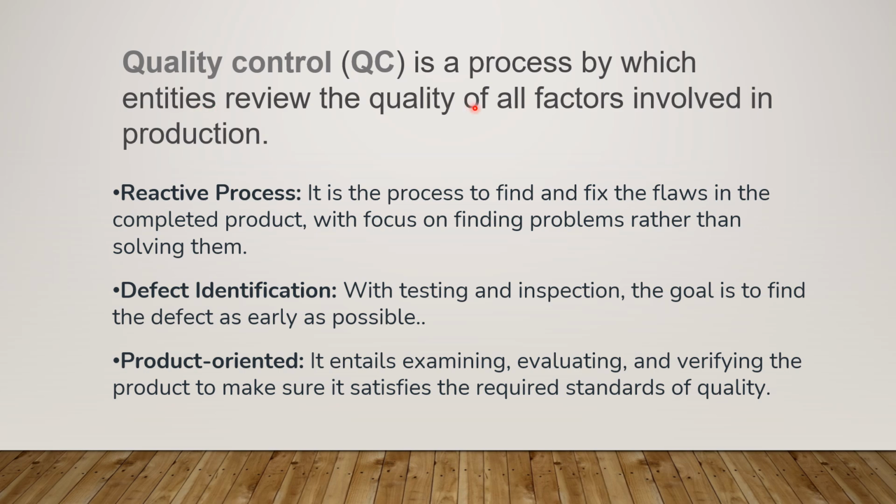Quality control is a process by which entities review the quality of all the factors involved in production. It consists of three components. In the reactive phase, it is the process to find and fix the flaws in the completed product, with the focus on finding the problem rather than solving it. Then defect identification, with testing and inspection. The goal is to find the defect as early as possible.